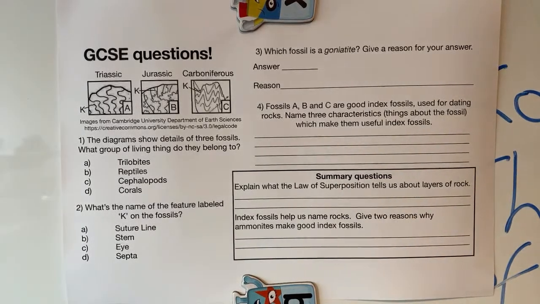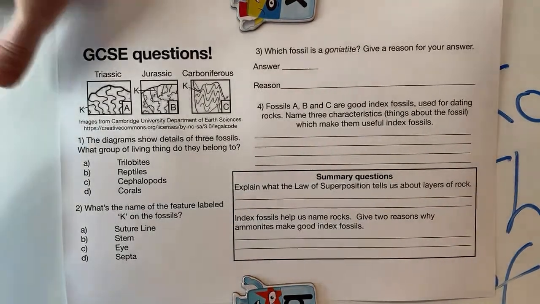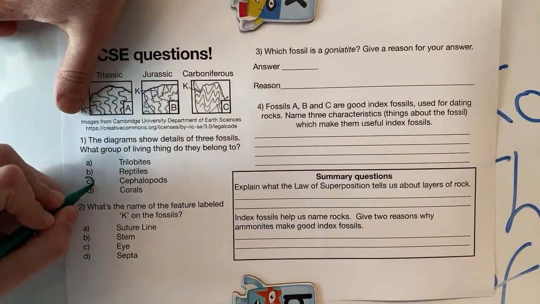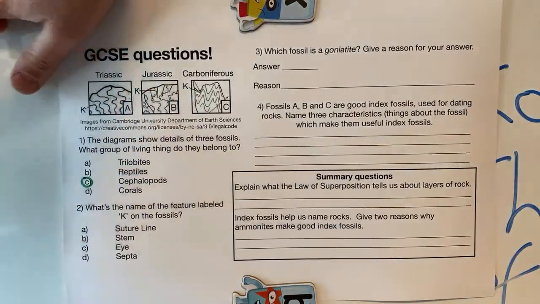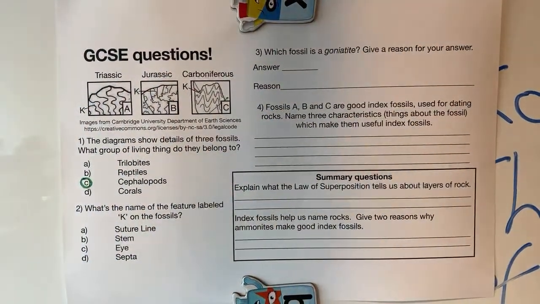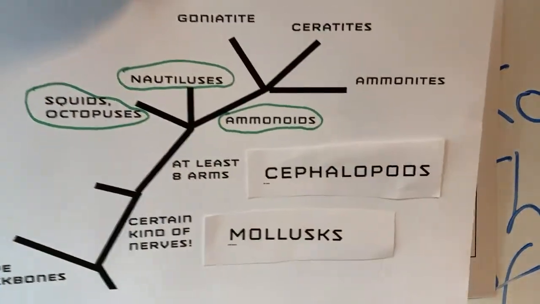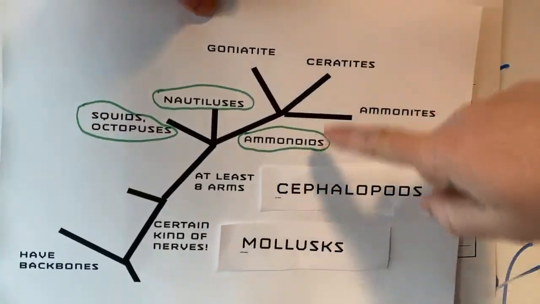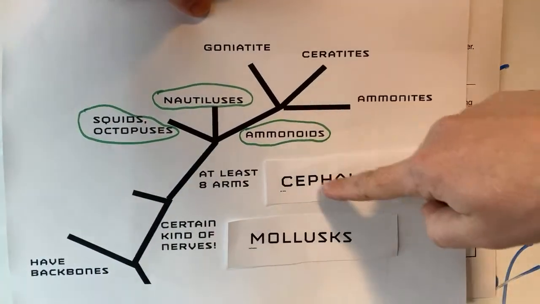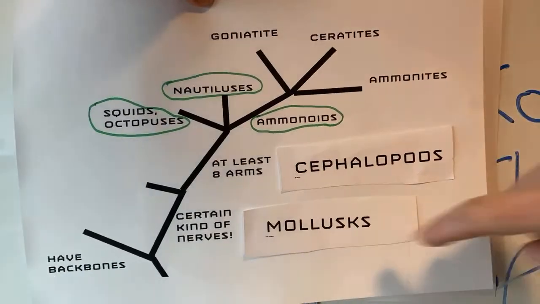Okay, let's do this. I better pull up the answers, hadn't I? Because it's the thing with GCSE questions, you can't guess the answers. It's very specifically worded. Okay. So question number one. Very well done if you said, like I know at least three of you did, cephalopods. All these are cephalopods. Remember? Because that's the branch that they followed on the tree of evolution. So all ammonites are cephalopods and they're also all mollusks, yeah?